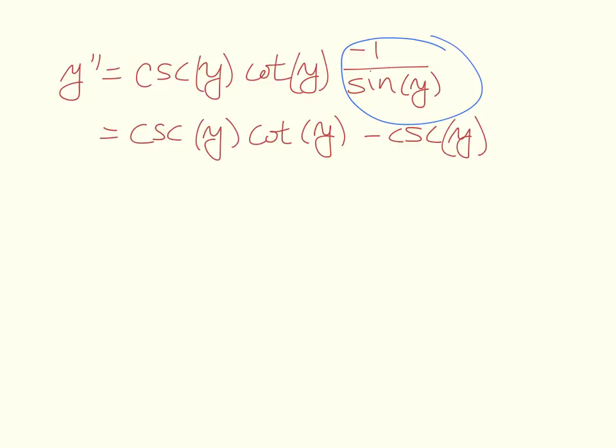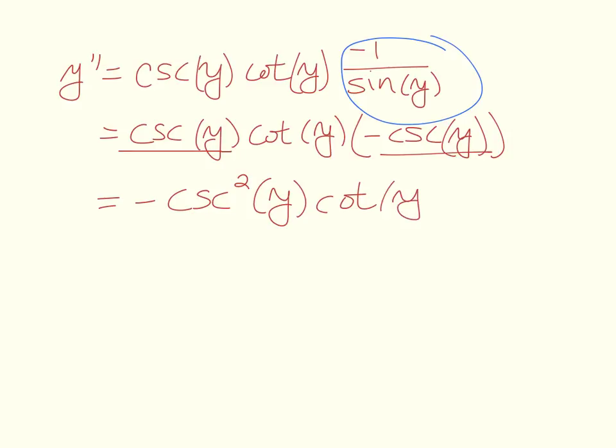This allows us to combine this cosecant y and this cosecant y to a negative cosecant squared y cotangent y. Here is your second derivative with implicit differentiation.